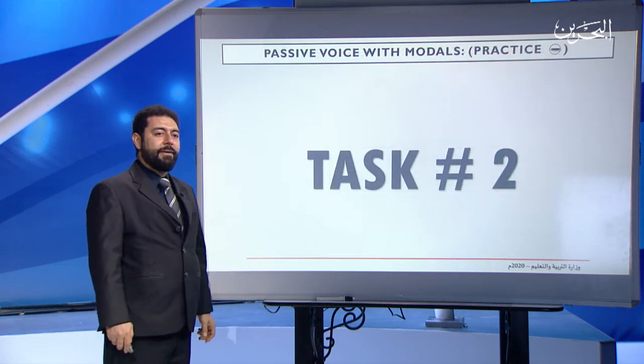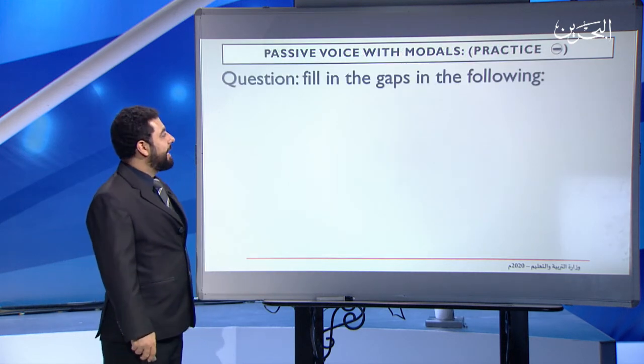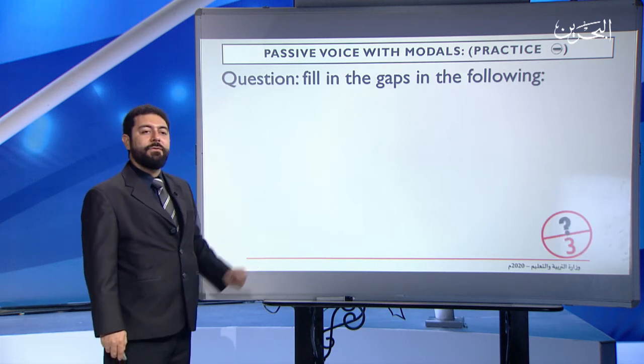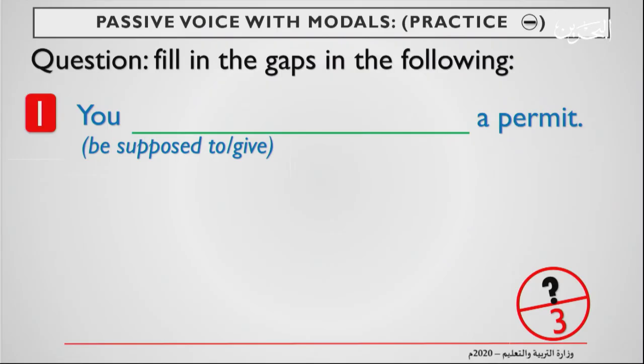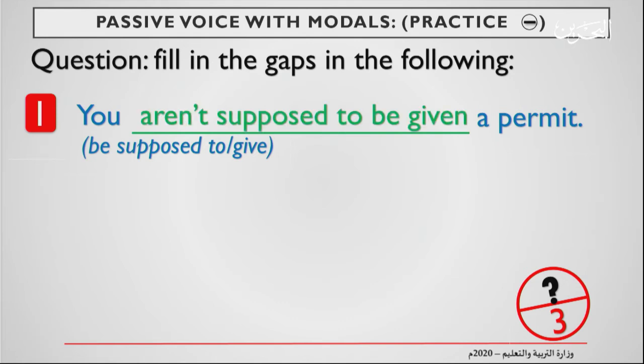All right, let's have a quick task. Fill in the gaps in the following, and you have a mark of 3. Number 1, you, gap, a permit, full stop. You have to use be supposed to, give, but this time as a negative sentence. You have 5 seconds. Okay, let's check the answer. The answer is, you aren't supposed to be given a permit. You see, aren't is contracted, are and not. All right. If you're correct, give yourself a mark.